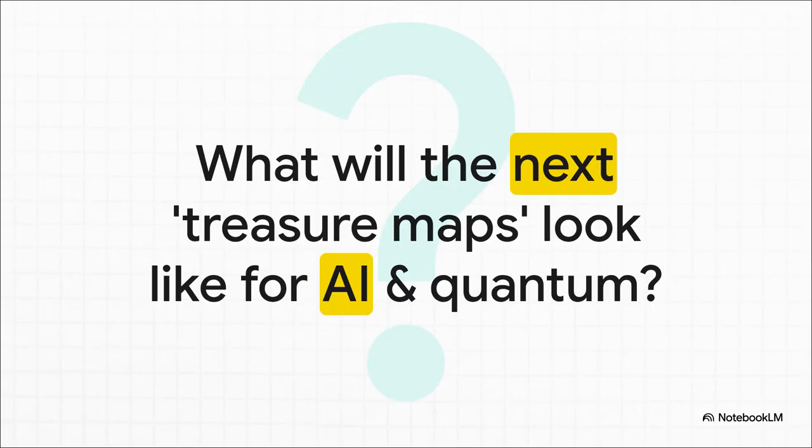And so that kind of leaves us with one final big question to chew on. These addressing modes, they've been the absolute bedrock of how computers work for decades. But as we start moving into totally new worlds like AI and quantum computing, what kind of new, completely different clues will future processors need? What will their treasure maps look like?